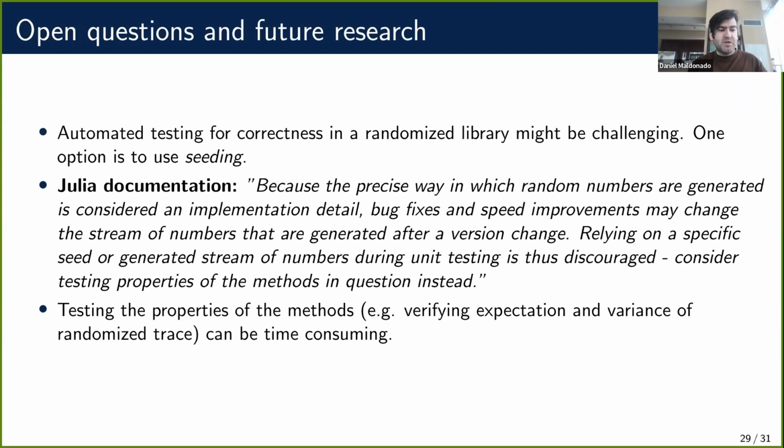Also, we have many open questions. For instance, doing automatic testing for correctness in this type of library is challenging because everything is randomized. And for Julia, for instance, they don't ensure that the implementation of the random numbers is going to be consistent among different releases. So what they say is that relying on a specific seed to generate a stream of numbers during unit testing is discouraged. So is there any way to go around this? Because if we want to test the properties of the methods, that might be very time consuming. Next slide.